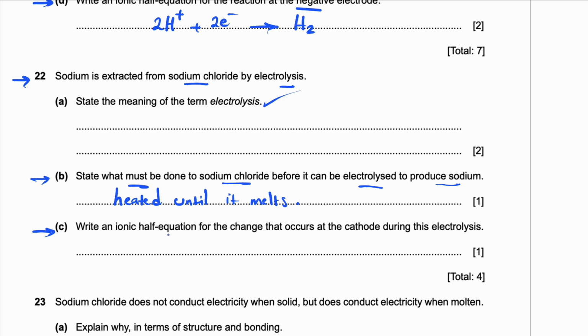Next, write an ionic half equation for the change that occurs at the cathode during this electrolysis. So cathode, we have to pick the cation, which is sodium. So sodium positive will take an electron and it gives sodium metal.